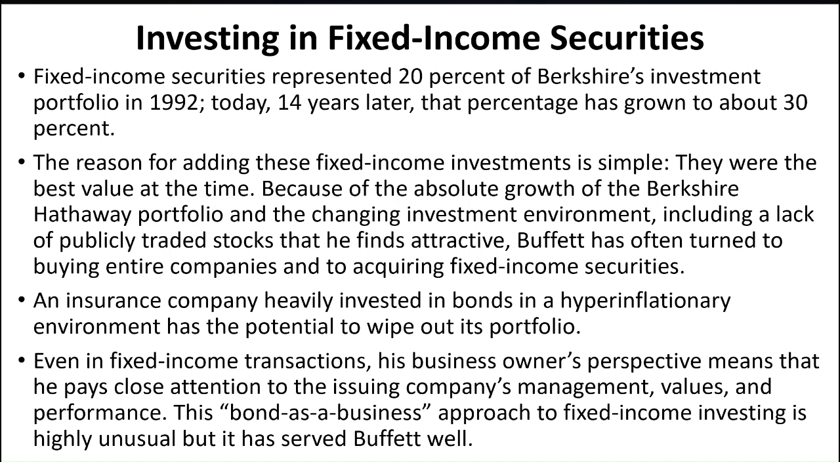Then next one is fixed income transactions. His business owner's perspective means that he pays close attention to the company's management, values, and performance. As we have discussed, Warren Buffett used to pay a lot of attention, just like with equities, to the company's management, their values, their performance, their behavior, their candidness, and the kind of rational decisions they are taking. So these are the criteria he again looks into, and his approach is basically a bond as a business approach. He doesn't look at a bond as just a fixed income asset.